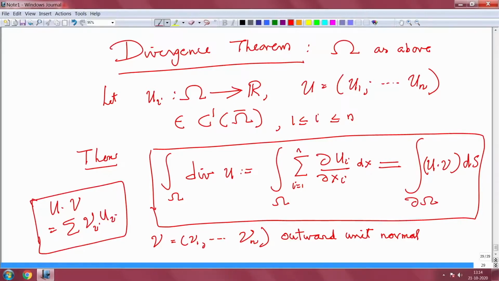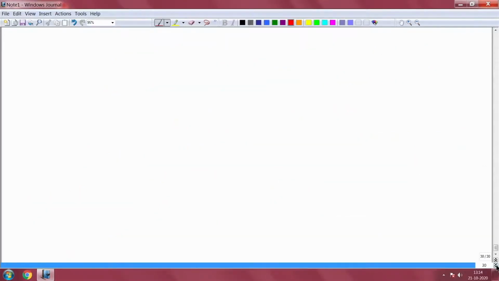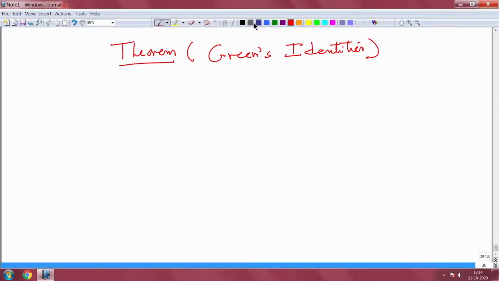So you see, when you are taking a differentiation, you have an n-dimensional integration which reduces to an (n minus 1)-dimensional surface integral. These are the results which we are going to use: the divergence theorem and the Green identities. We will use this throughout the lectures, so you have to be familiar with it. It is nice to understand everything, but you should also remember these things.